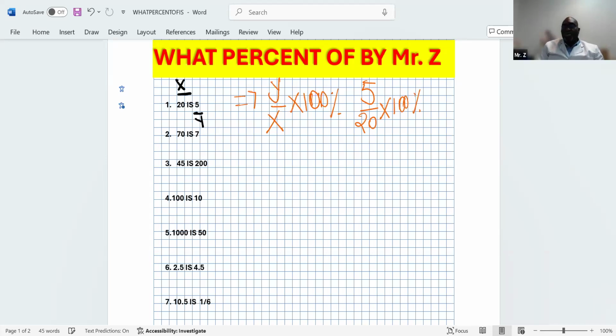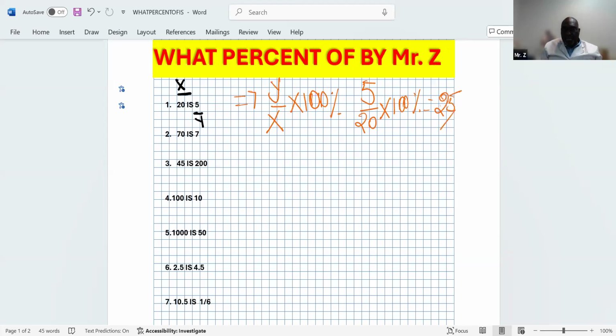100%. So once you do that, you're going to get 500. You're going to do 5 times 100, 500, divided by 20. So it gives you 25%. All right, so you did 5 times 100 and divided by 20. It gives you 25%.